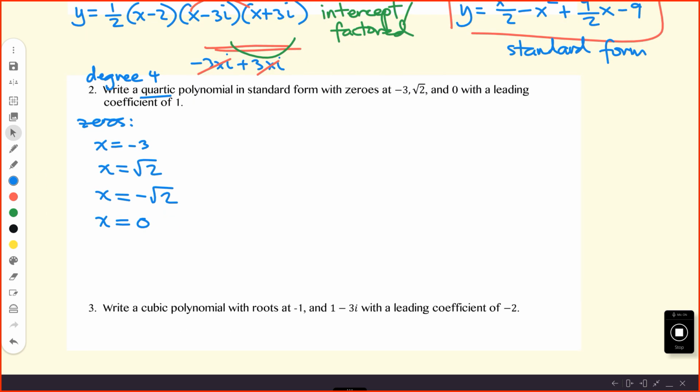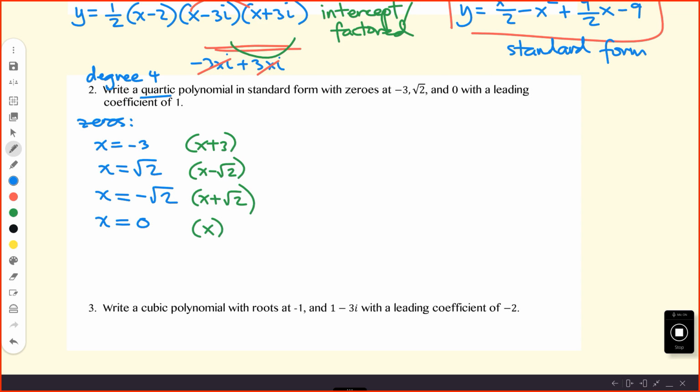All right, so once we have these, then we can write the polynomial in the intercept form, okay? Let me just write these as factors. So this is x plus 3. This is x minus square root of 2. This is x plus square root of 2. And again, x equals 0. I can just write that as x.